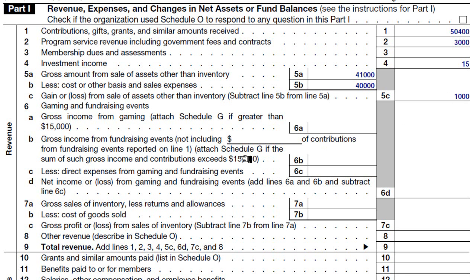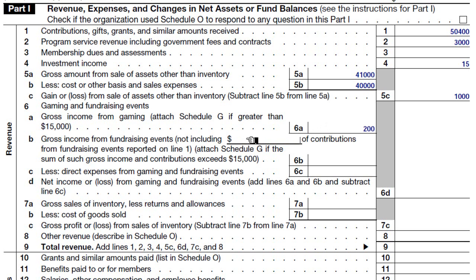So line 6 is gaming and fundraising event revenue. Gaming revenue would go on line 6A. Of course, if it's more than $15,000, you have to attach Schedule G, which is beyond the scope of this video. But gaming would be like if you held a raffle or bingo or something like that. So we'll say they had a raffle and they got $200. Now, fundraising events. A fundraising event is an event which is held specifically to raise funds.